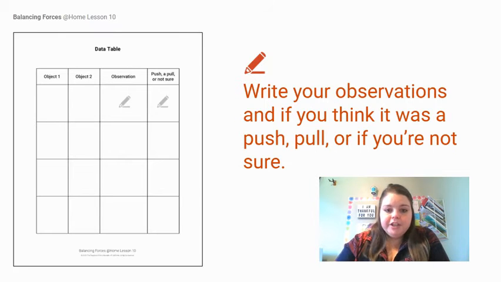Our observations are what we noticed when gravity was being exerted on the book. So in that little mini video, what did you notice happened when the book got dropped? We'll write that in the box here. And then in the last box, we will write if we think it's a push, a pull, or not sure. So we know that this is a pull. We will write pull in that box.